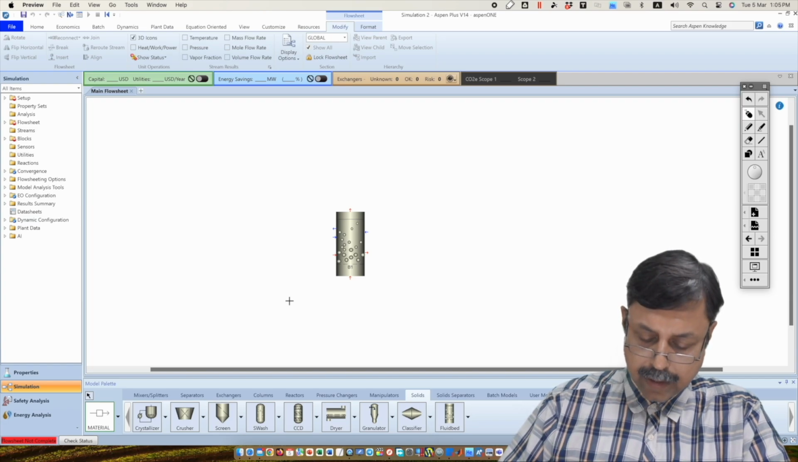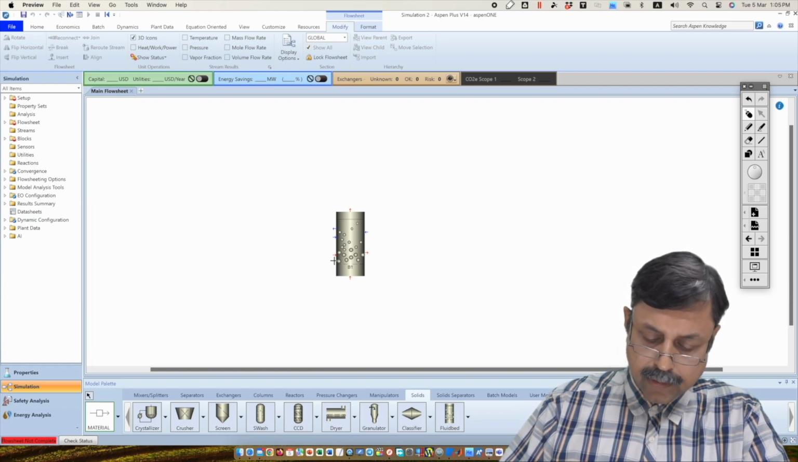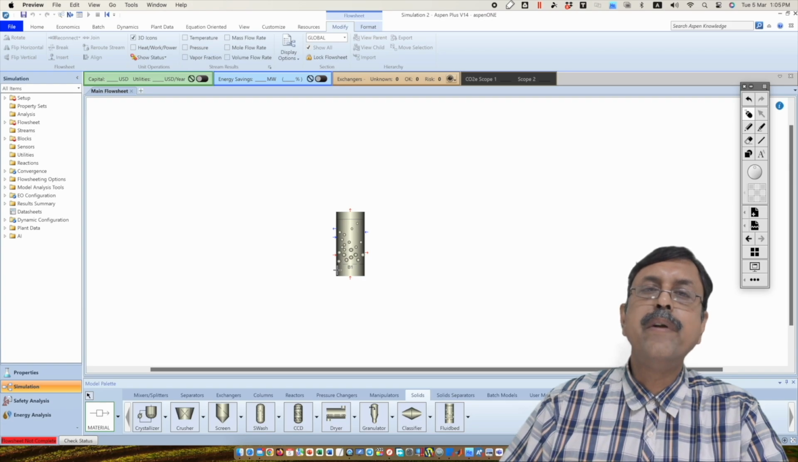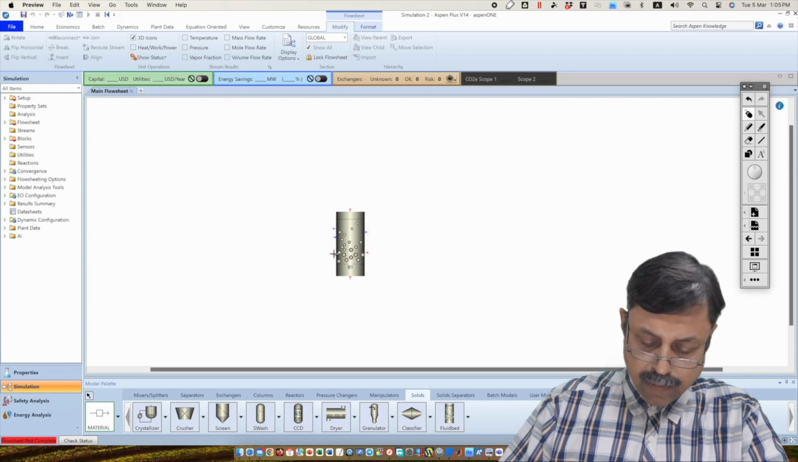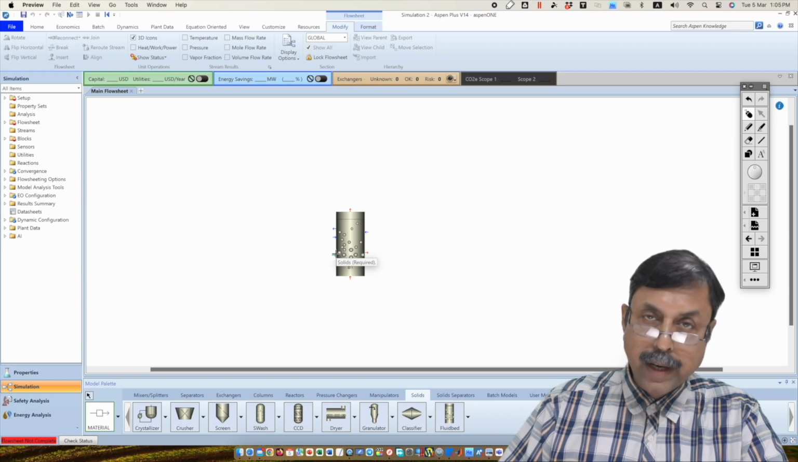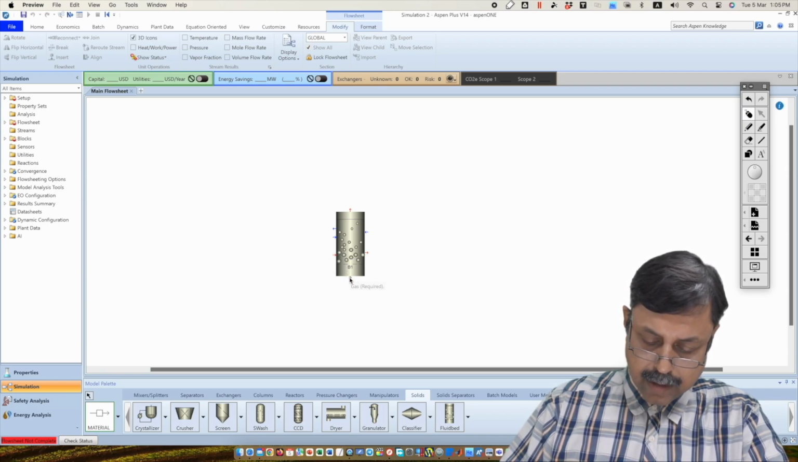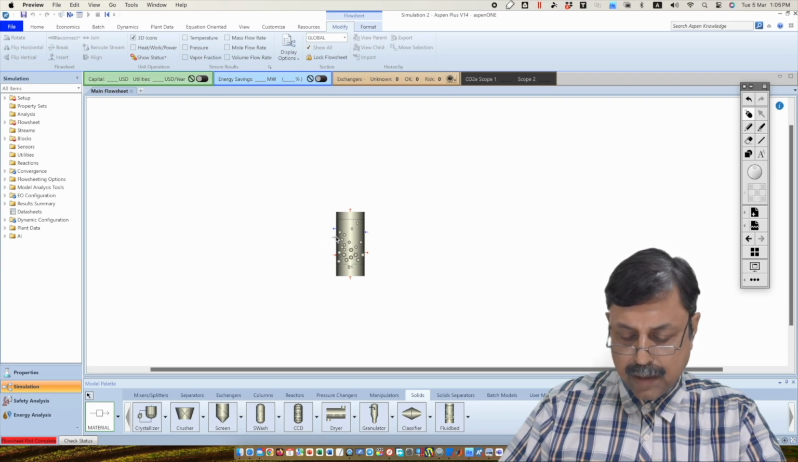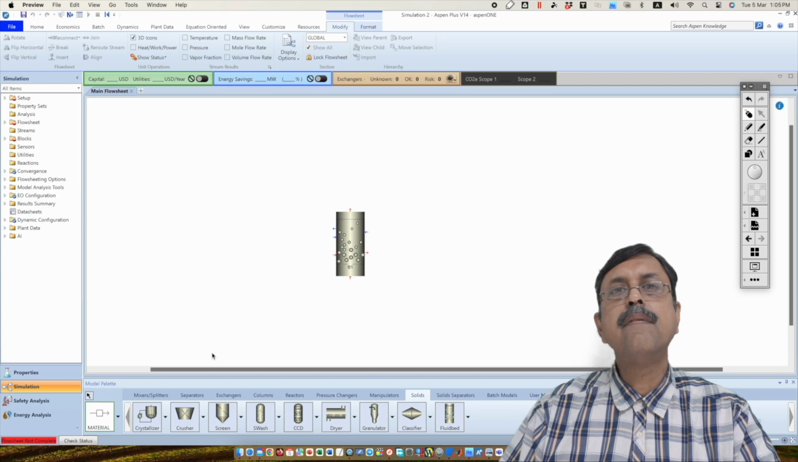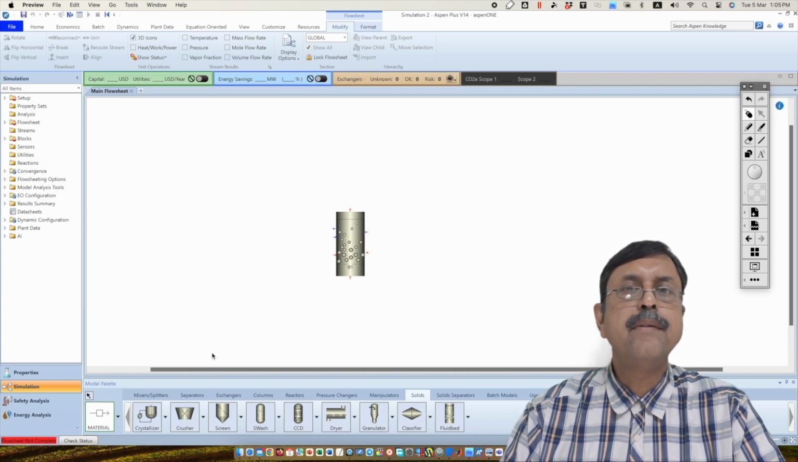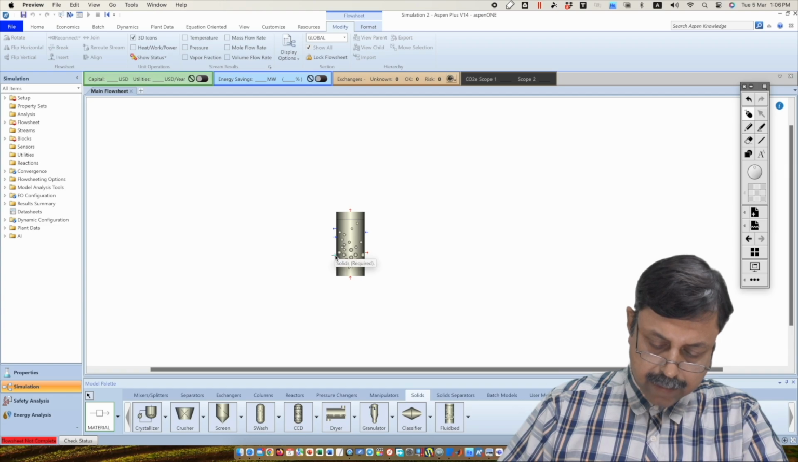Here you see there are two mandatory inputs and two mandatory outputs for a fluidized bed. The mandatory inputs are solids and gas, and the mandatory outputs are also solids and gas. There are certain auxiliary inputs and outputs which you may give or you may not give based on your requirements. First, let us connect them and study it further.